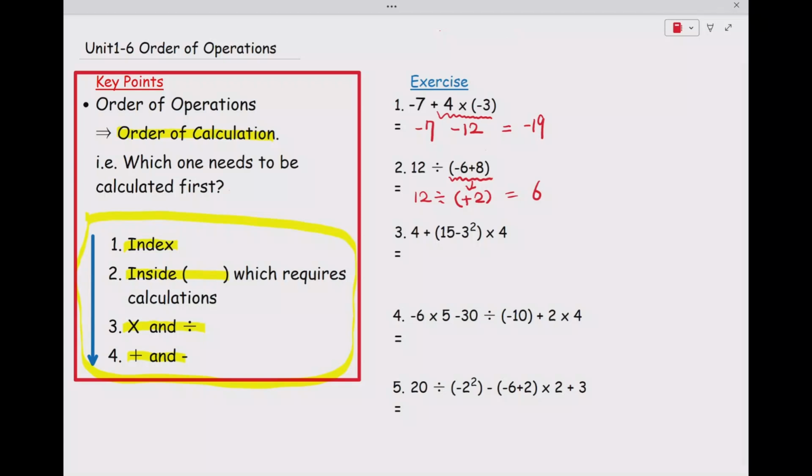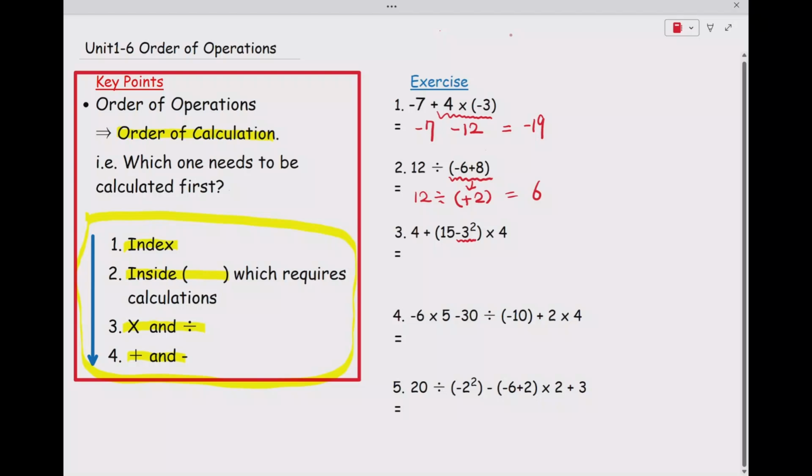Question number 3. 4 plus bracket 15 minus 3 to the second power times 4. In this question, addition, subtraction, index and multiplication are all mixed. Now you remember the order of operations? First, you need to calculate index. So, let's calculate minus 3 to the second power.